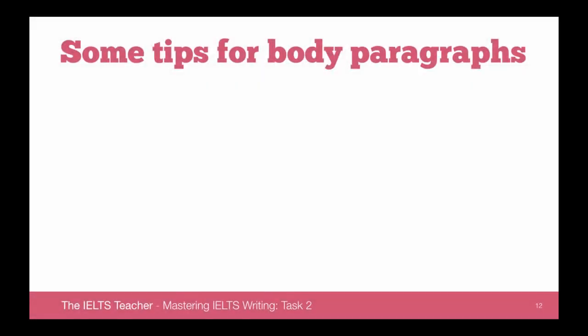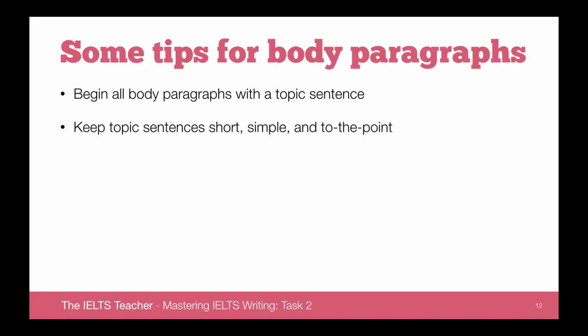So, some general tips for when you're writing your body paragraphs. First of all, make sure to begin all your body paragraphs with a topic sentence. These sentences should be short, simple, and to the point. They should not leave the examiner thinking that it's going for too long or being a little bit confused. They need to be as clear as possible, clearer than any of the other sentences. Try to keep the paragraph 4 to 6 sentences long, ideally about 5 sentences. That should take you to just over 250 words.